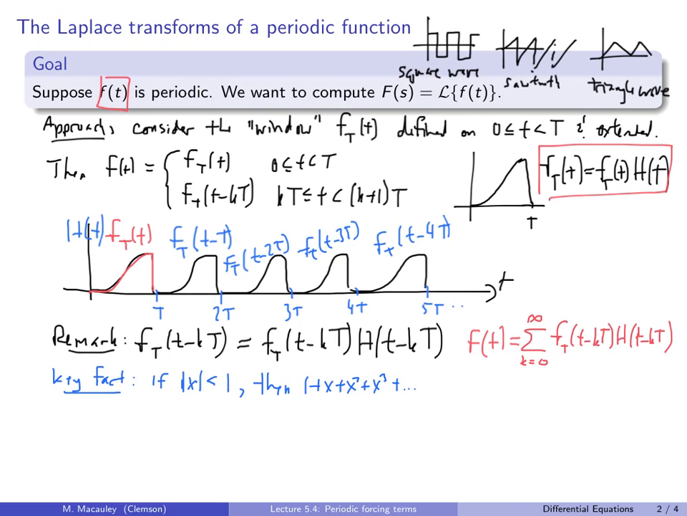If you prefer, you can write this as the sum from n equals 0 to infinity of x to the n. That is just equal to 1 over 1 minus x. So let me box that. That's important.